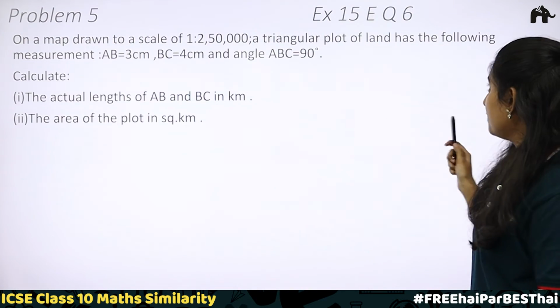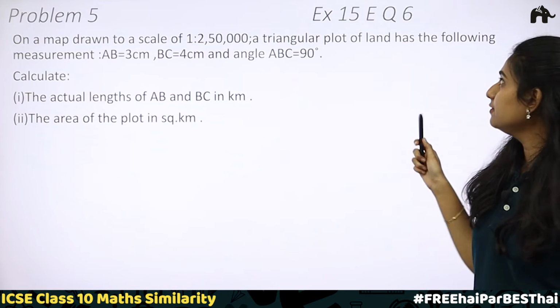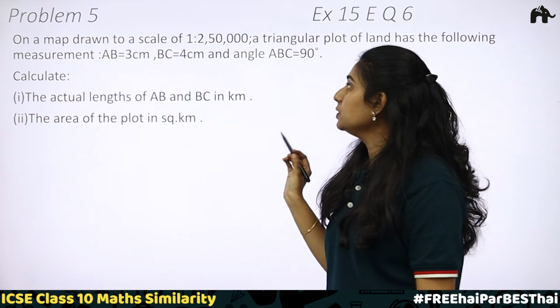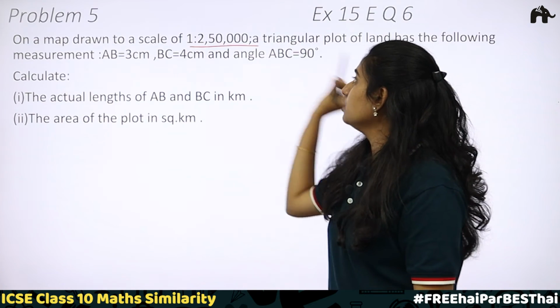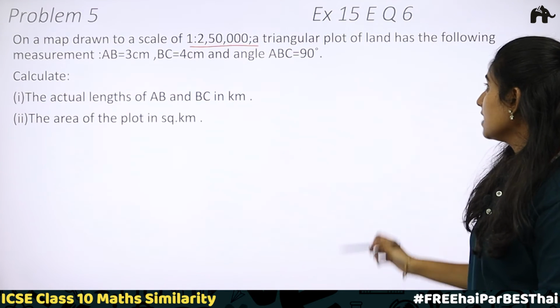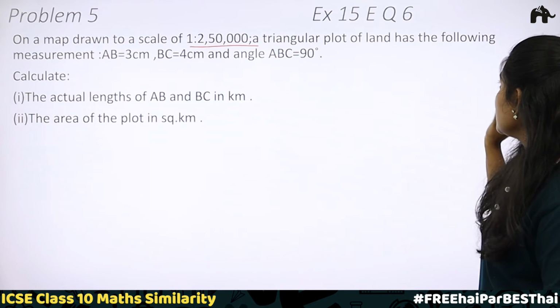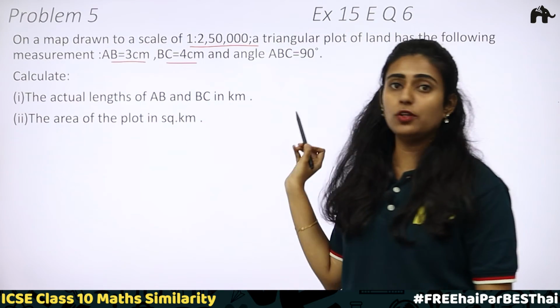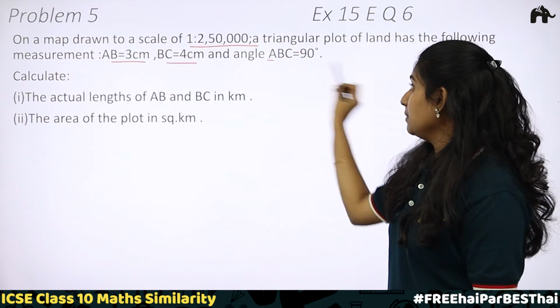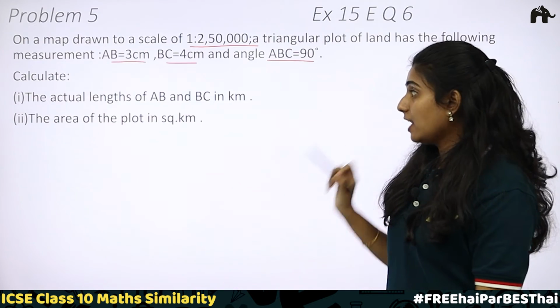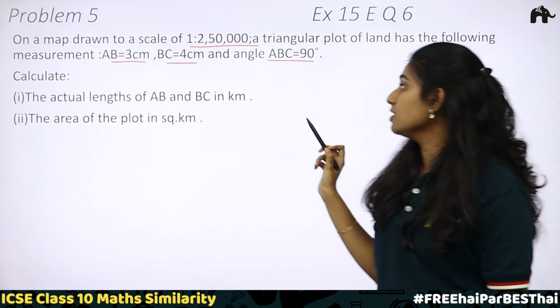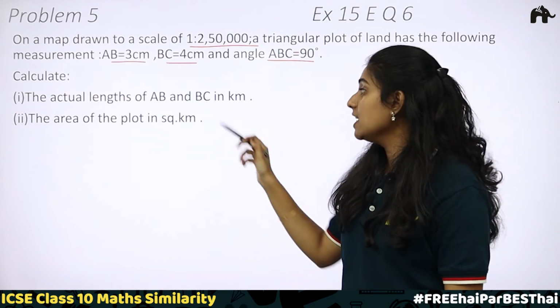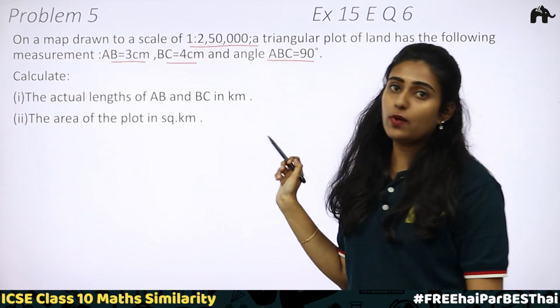Next, problem number 5, question 6 of exercise 15E. On a map drawn to a scale of 1:250,000, a triangular plot of land has the following measurements. AB is equal to 3 cm, BC is equal to 4 cm and angle ABC is equal to 90 degree. Calculate, first, the actual lengths of AB and BC in kilometer. Second, the area of the plot in square kilometer.